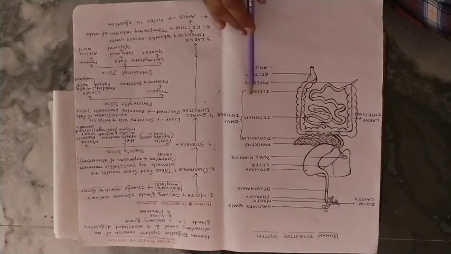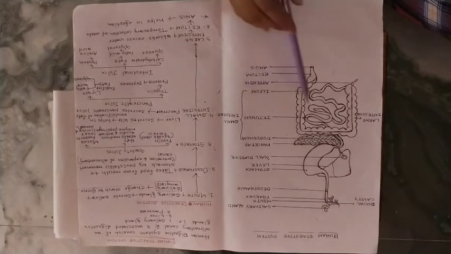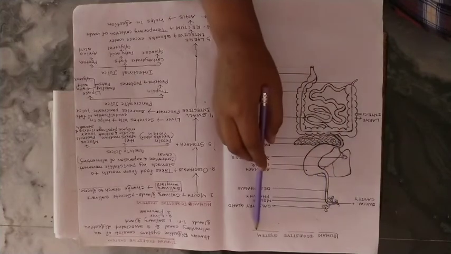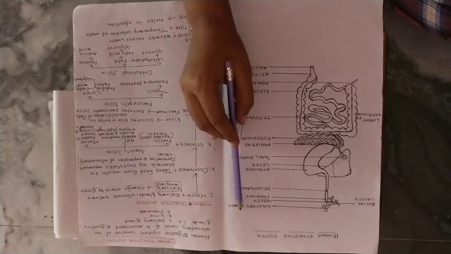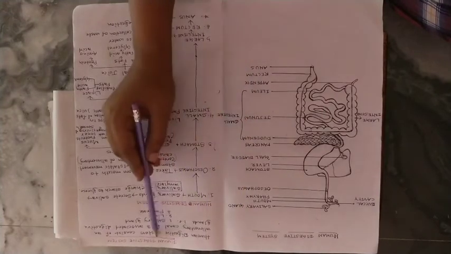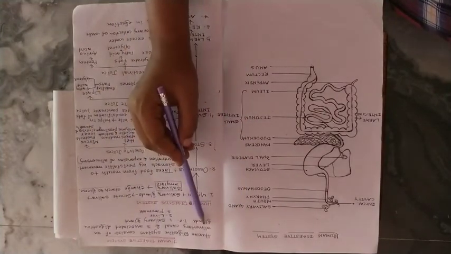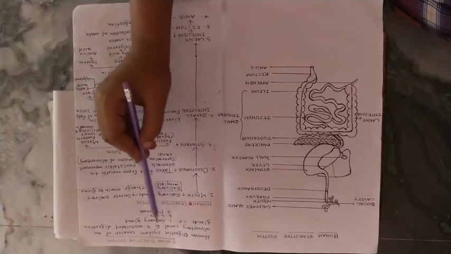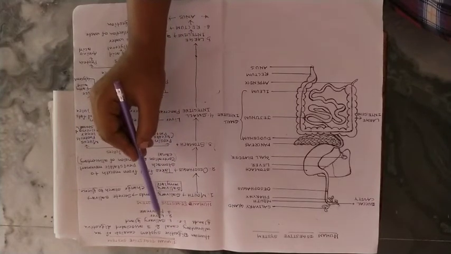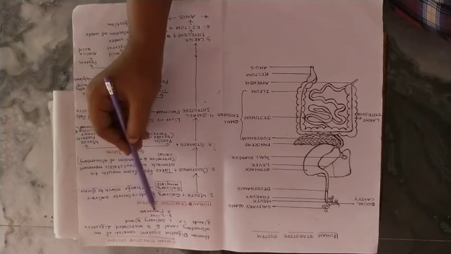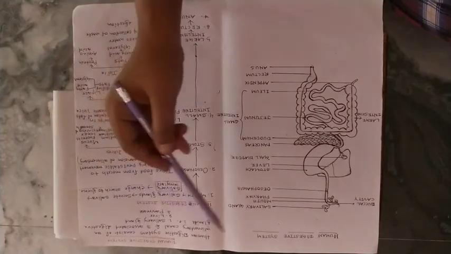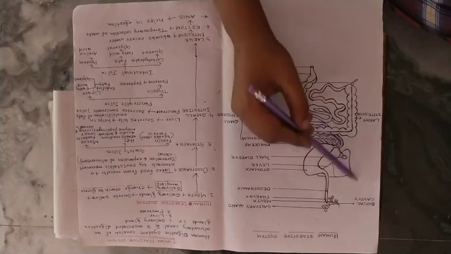I am Sharda Meher and today I am going to discuss the human digestive system of the chapter Life Processes, class 10th. The human digestive system mainly consists of an alimentary canal and three associated digestive glands, that is salivary gland, liver, pancreas. So let me explain with the help of the diagram.